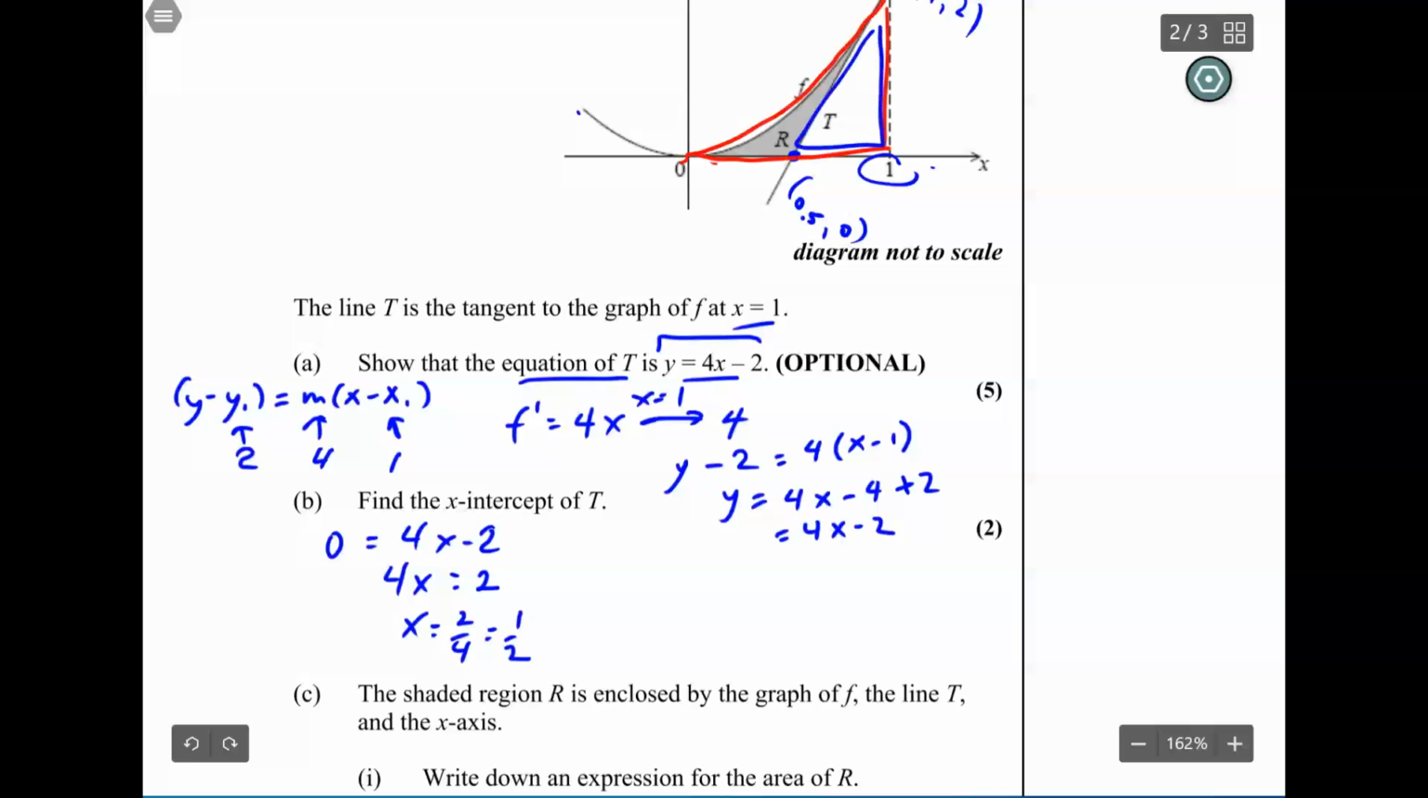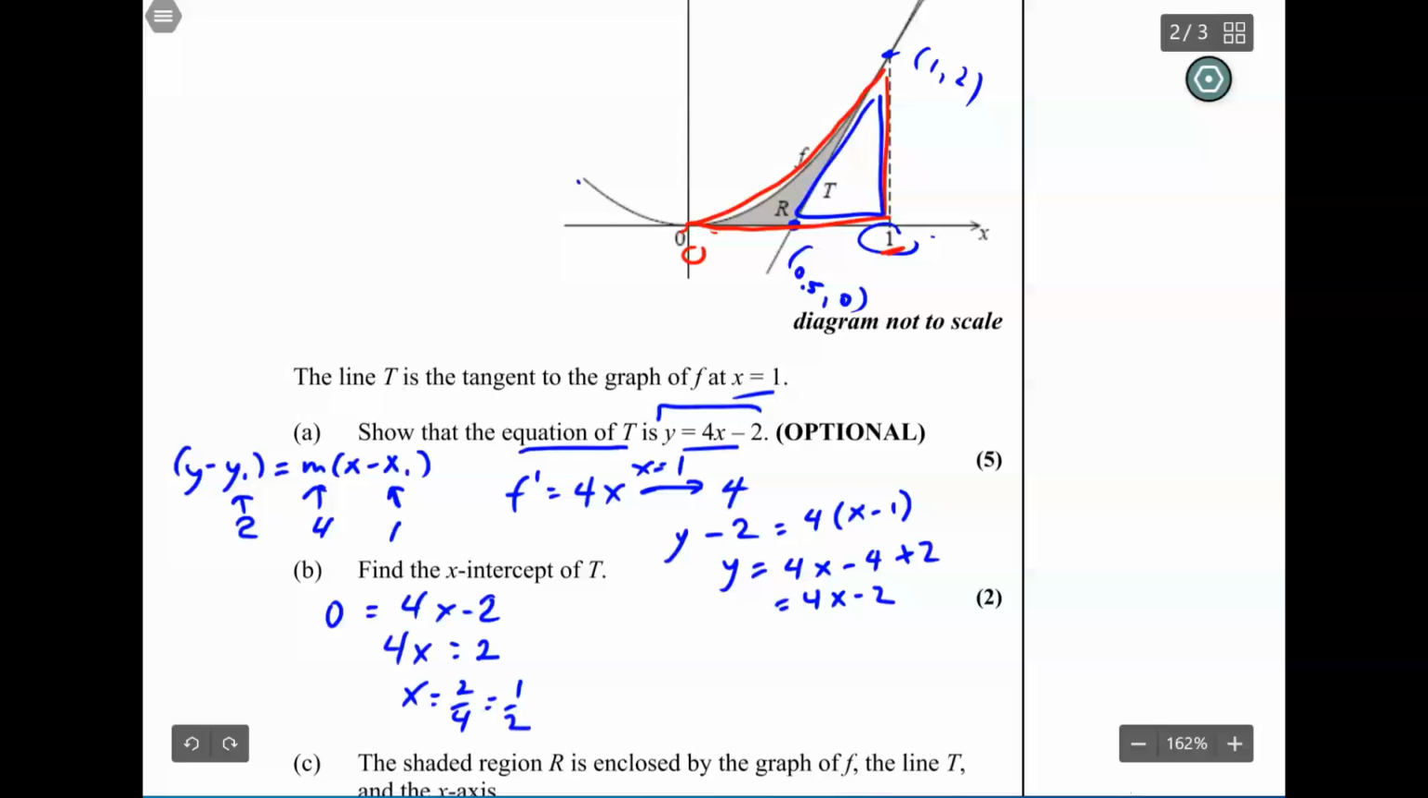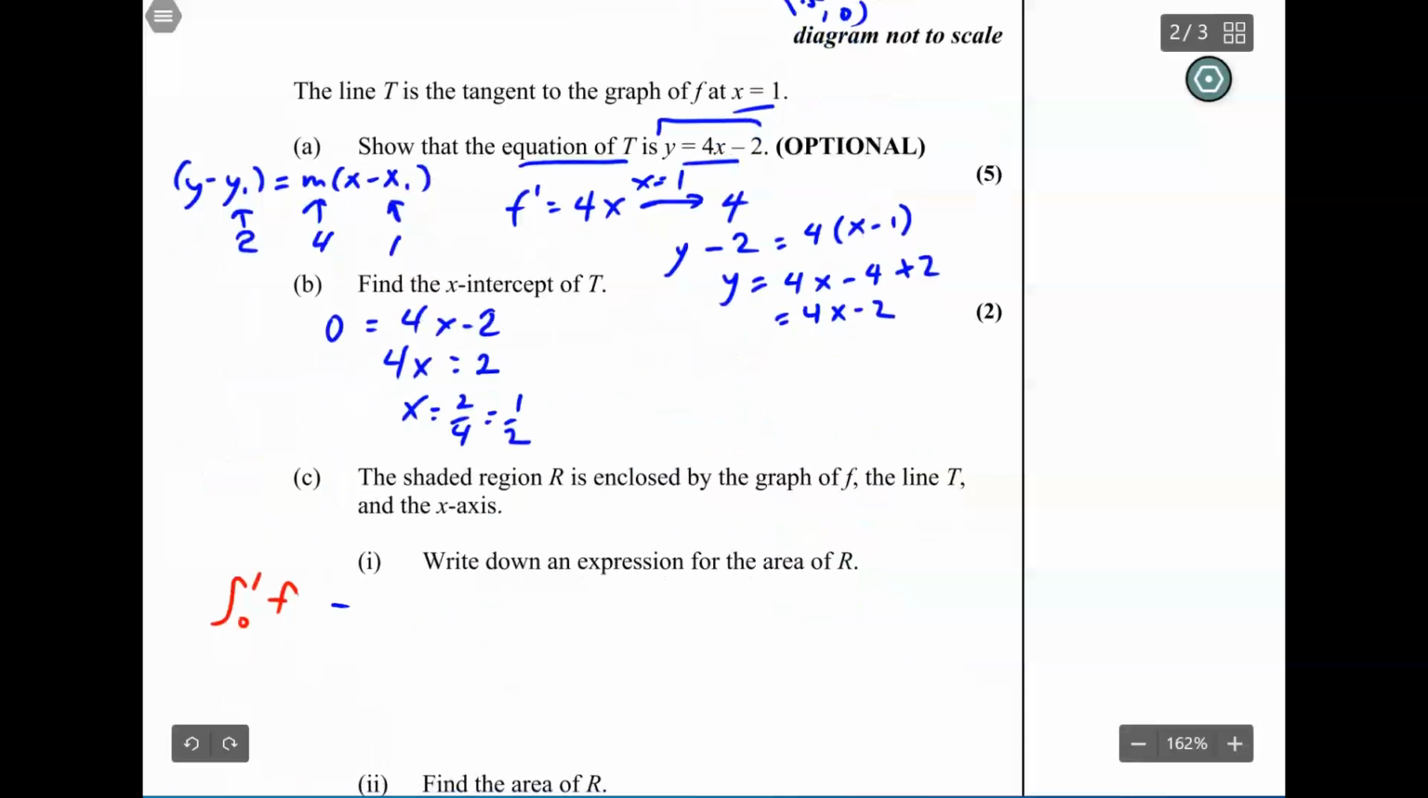So let's do that. What is the integral expression to find that red shape? What we're going to do is take the integral from 0 to 1 of the function f. Let's write that down. 0 to 1 of the function f. And then we're going to subtract the triangle. And the triangle, if we want to use an integral, would be the integral from 0.5 to 1 of 4x minus 2. Let's do that.